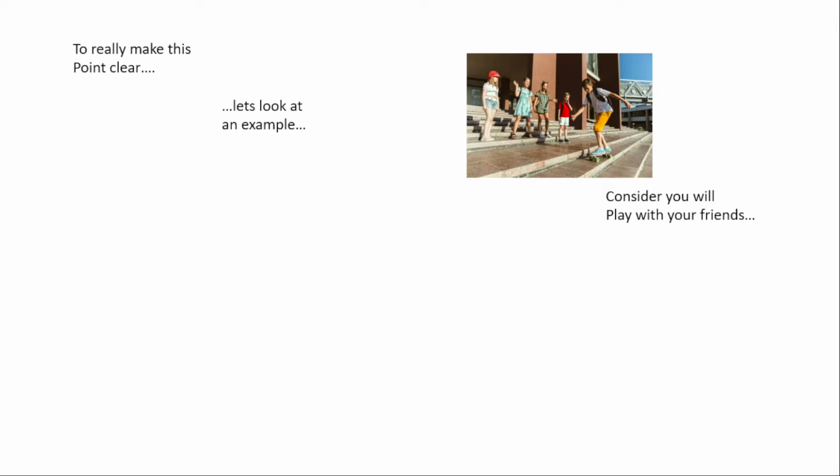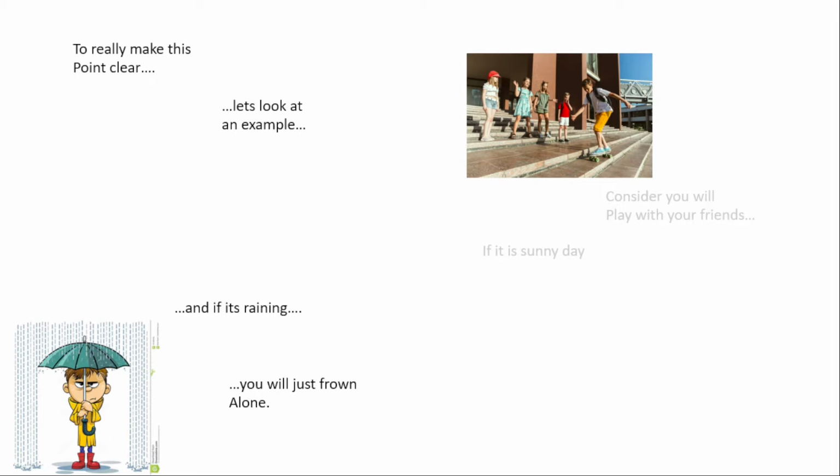To really make this point clear, let's look at an example. Consider you will play with your friends if it is a sunny day, and if it's raining, you will just frown alone. There are two types of conditional statements in C: if-else and switch.